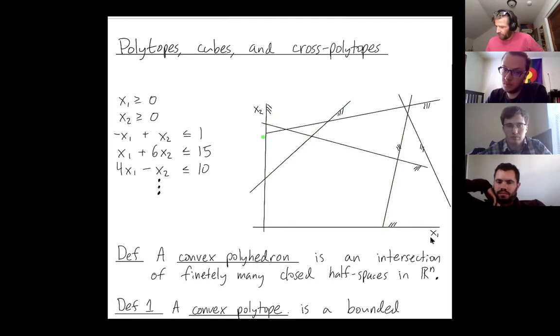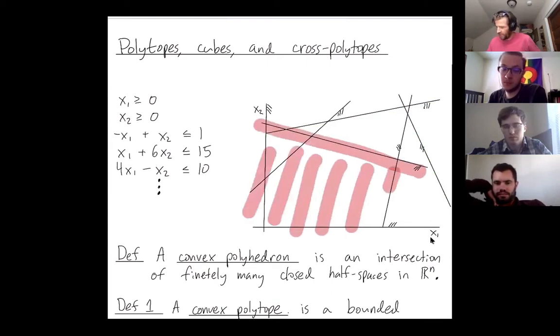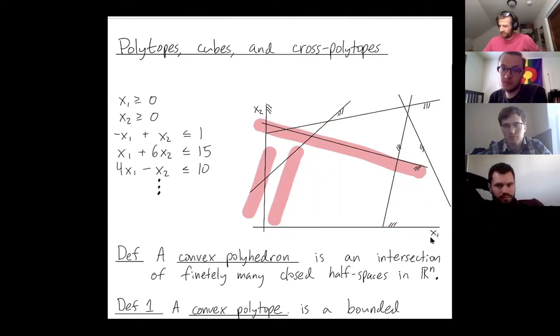I didn't write them down, but pretend I also have this constraint. I have to be below that line, and I also have this constraint. I have to be to the left of that line. All right, so these are a collection of half spaces. Each constraint gave me a half space. So in particular, this constraint gave me this half space. Half of space has been cut out by that constraint.